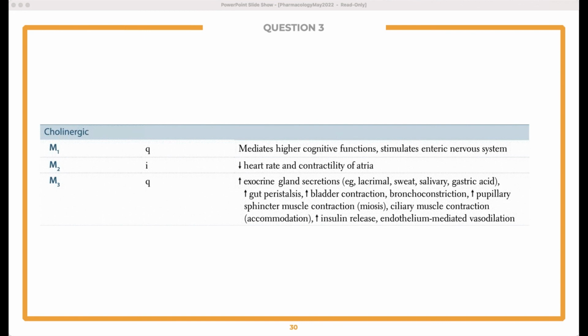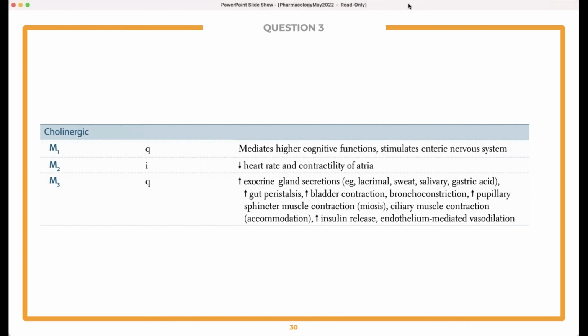So M1 is Q, M2 is I, M3 is Q, okay? Because this is a muscarinic agonist or a cholinomimetic or a parasympathetic agent working on that muscarinic type 3 receptor, which makes you wet, right, which causes leakiness, and this drug specifically can also be used for glaucoma, which they give us that clue. It's going to work through that Q subtype G protein coupled receptor.